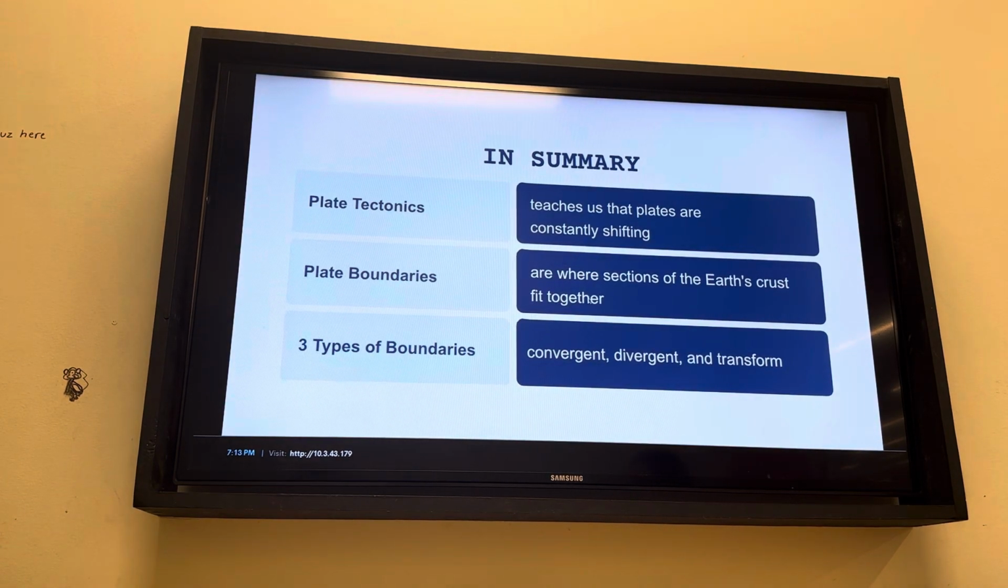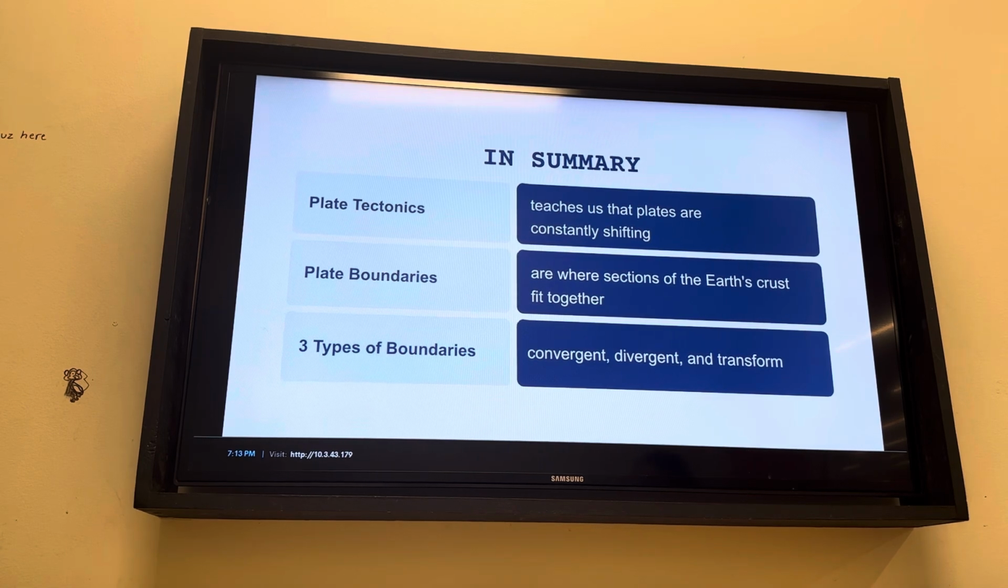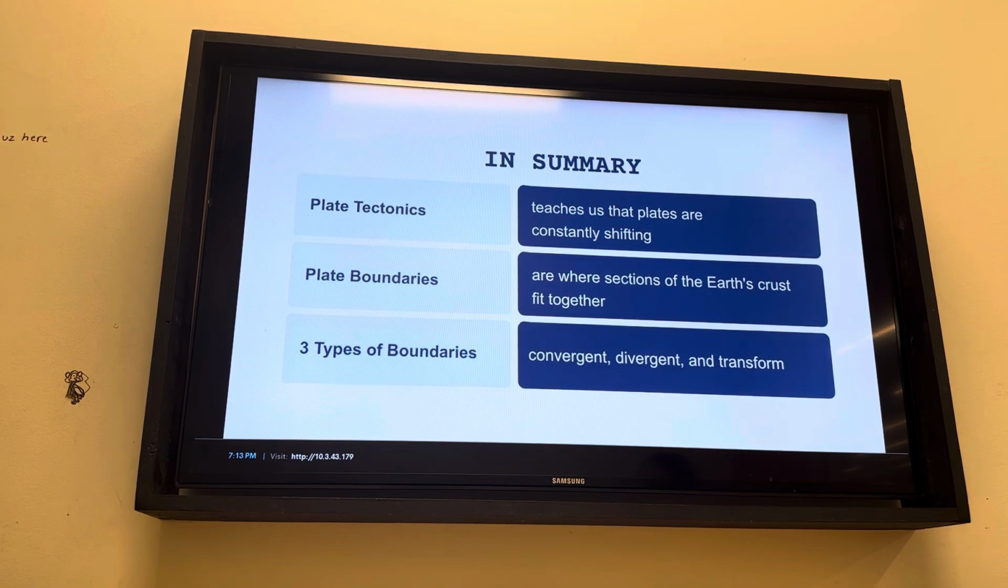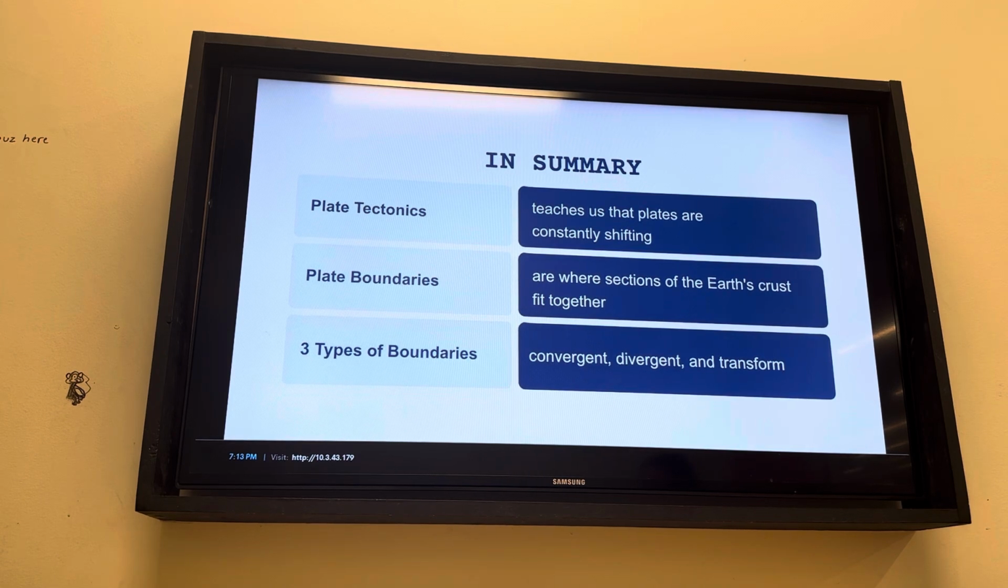In summary, plate tectonics teaches us that plates are constantly shifting and will always be in movement. Also, the three types of plate boundaries, which are convergent, divergent, and transform, are sections of the earth where the crust fits together.